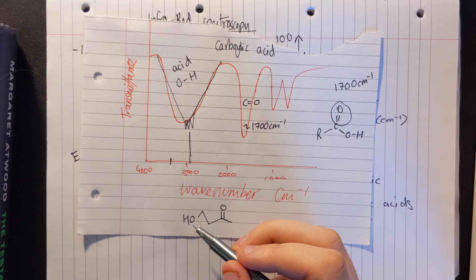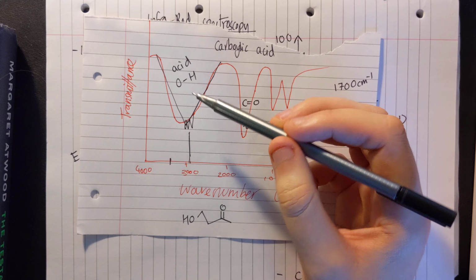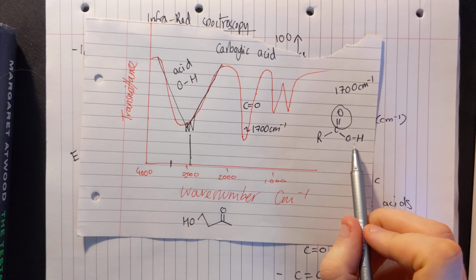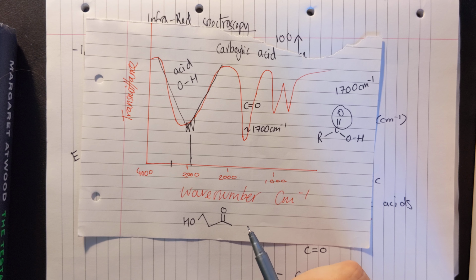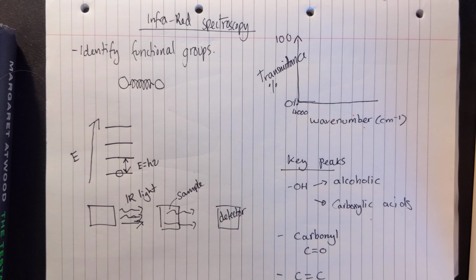Acid and alcohol OH. If it's centered more around 3000, maybe a little bit lower, and it's more V-shaped, then it's going to be the carboxylic acid. So the OH group bonded to the same carbon as the carbonyl. Right.